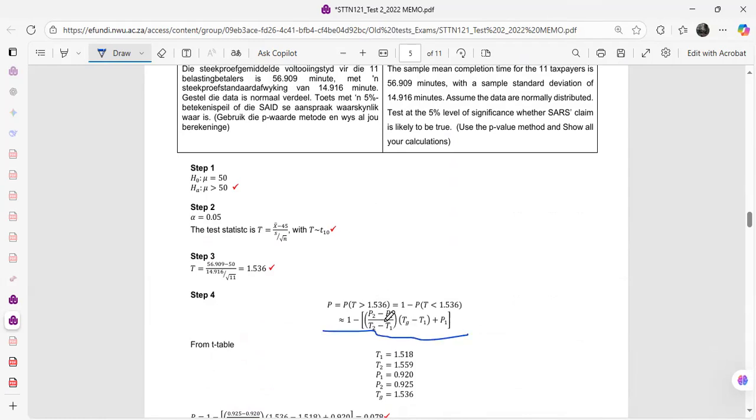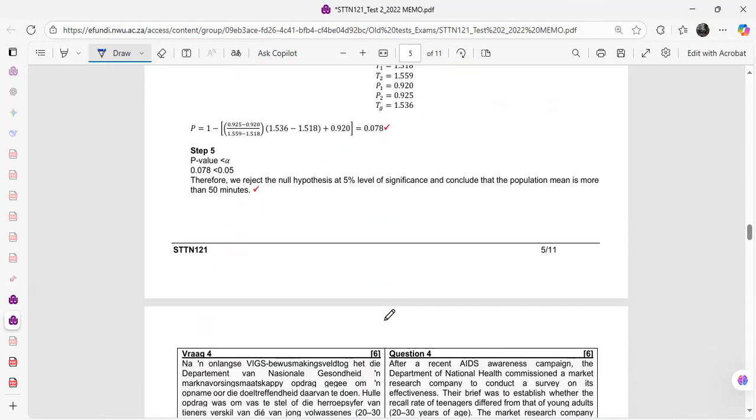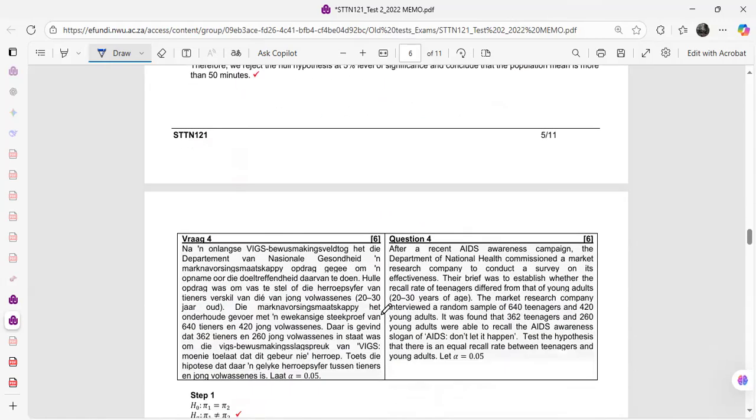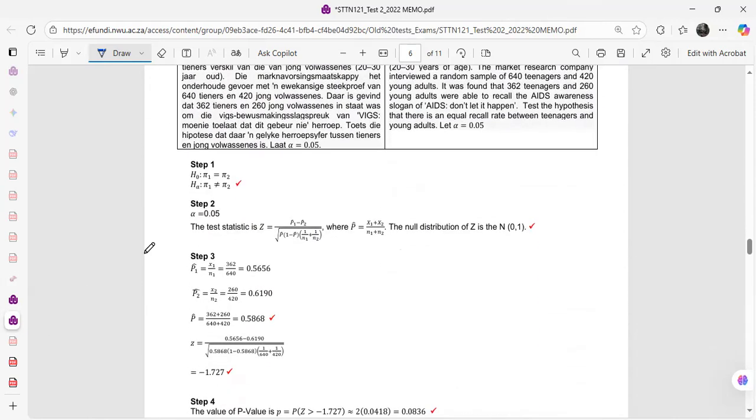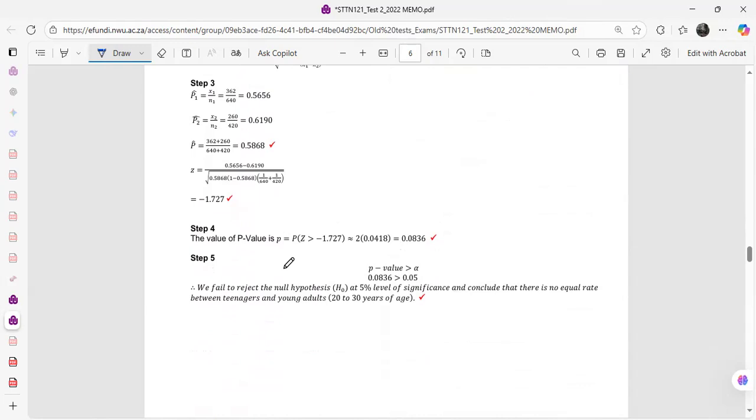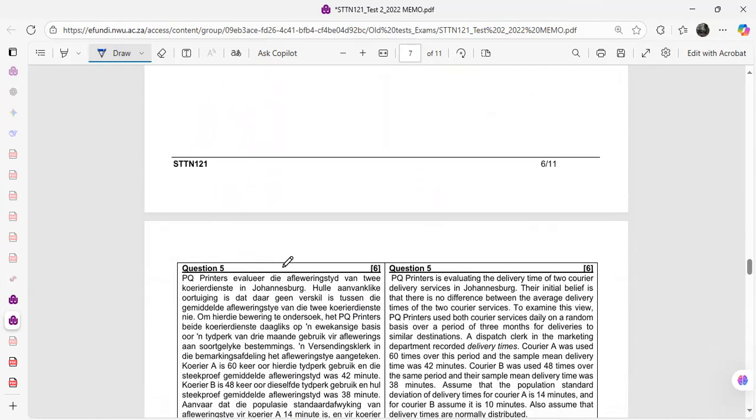If you want to know how to calculate the probability when you're dealing with the t, go and check Test 1 preparation, part 2. I think the rest of the questions are two populations, and the scope that you gave me doesn't include two populations.